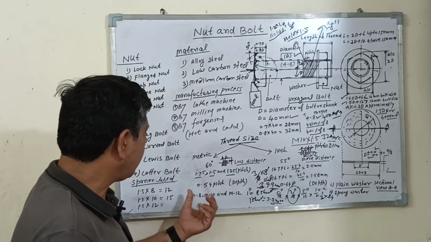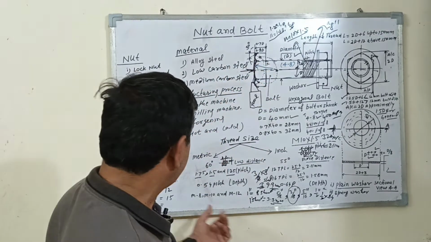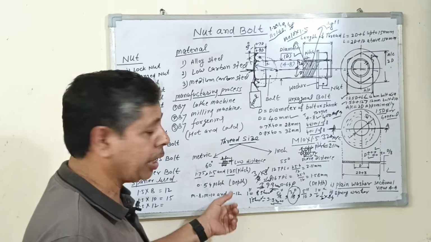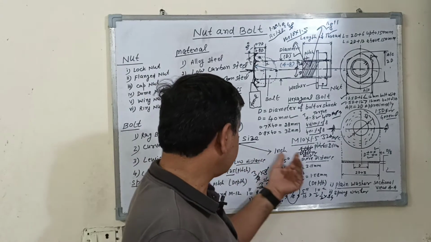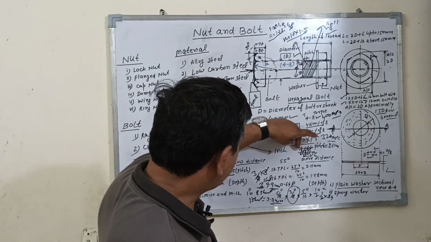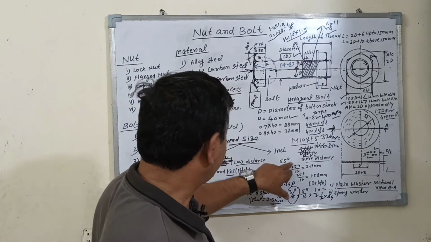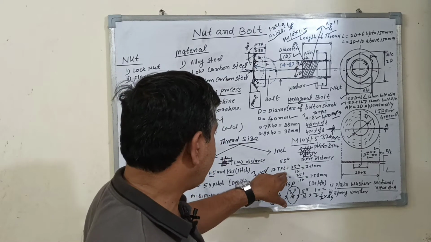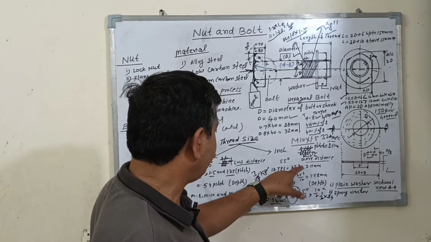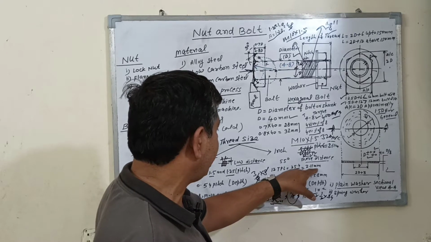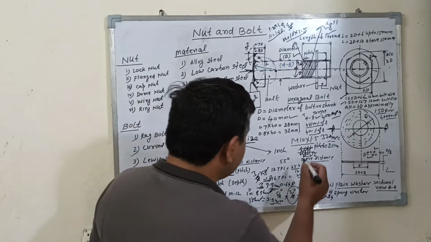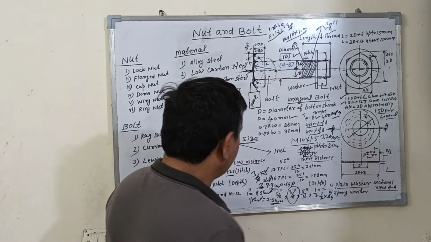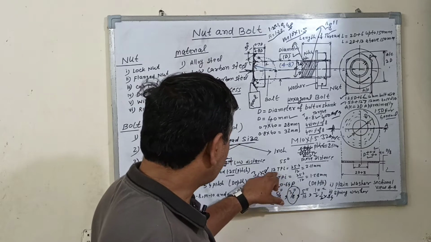So metric threads are written in this way, available in the market like M8, M10 or M12. In the inches system, the flank angle of the thread is 55 degrees. So 12 TPI, threads per inch. Threads per inch means 25.4 divided by 12, which is 2.11 mm. 2.1 mm is the distance between two threads.